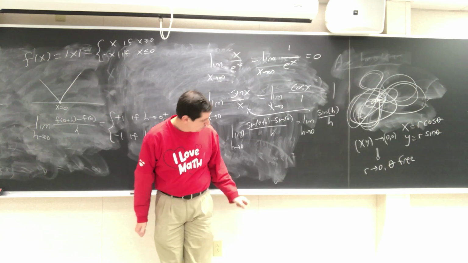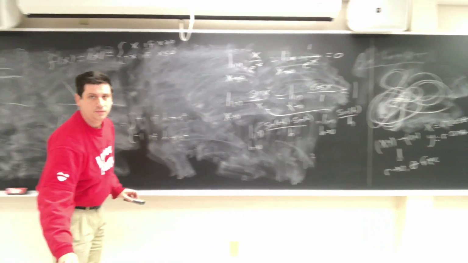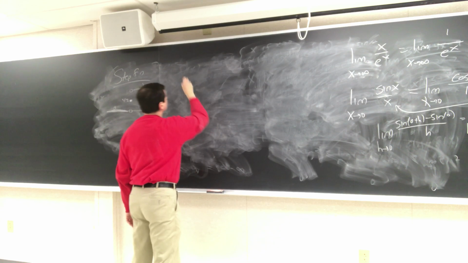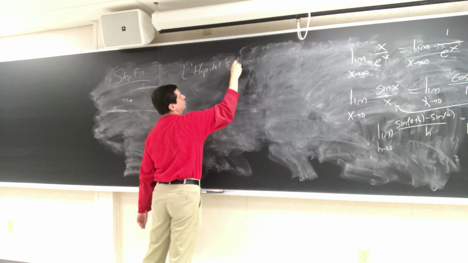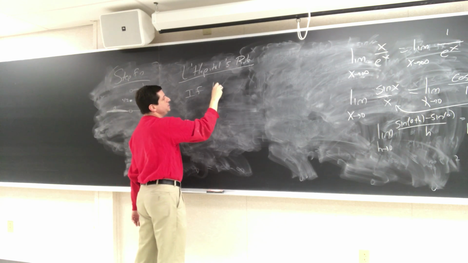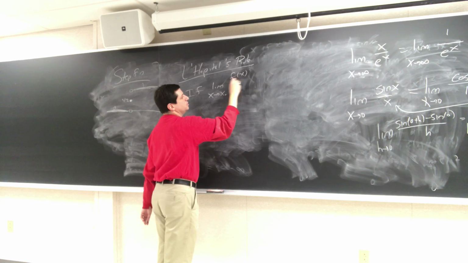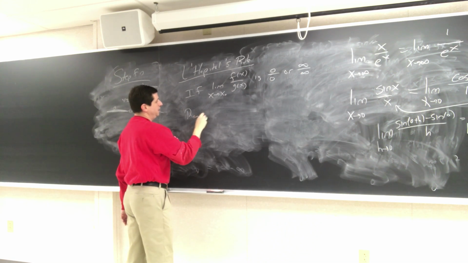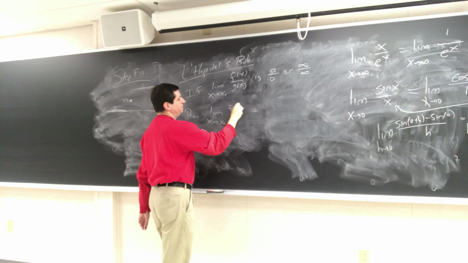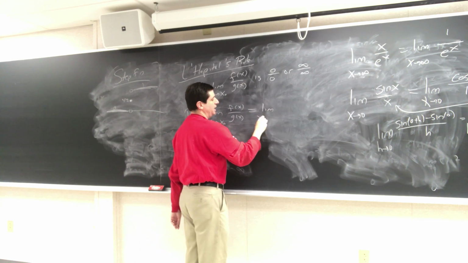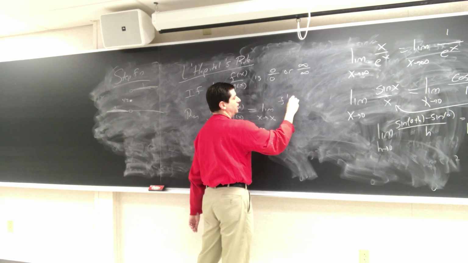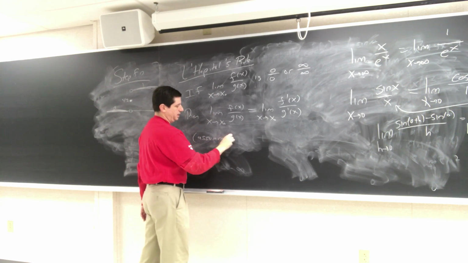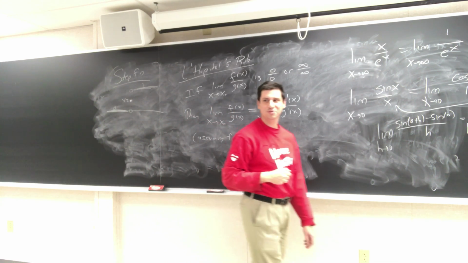And so I will just state L'Hopital's rule formally. L'Hopital's rule: if the limit as x approaches some point x naught of f of x over g of x is 0 over 0 or infinity over infinity, then the limit as x goes to x naught of f of x over g of x is the same as the limit as x goes to x naught of f prime of x over g prime of x. Assuming, of course, f and g are differentiable. If f and g are not differentiable, you can't use L'Hopital's rule.